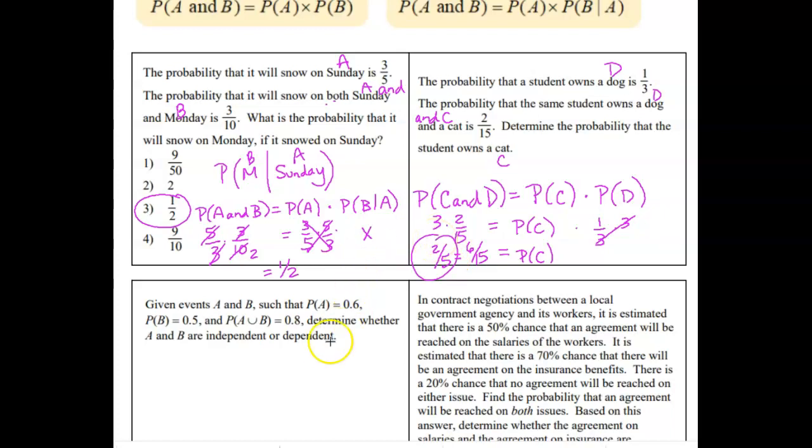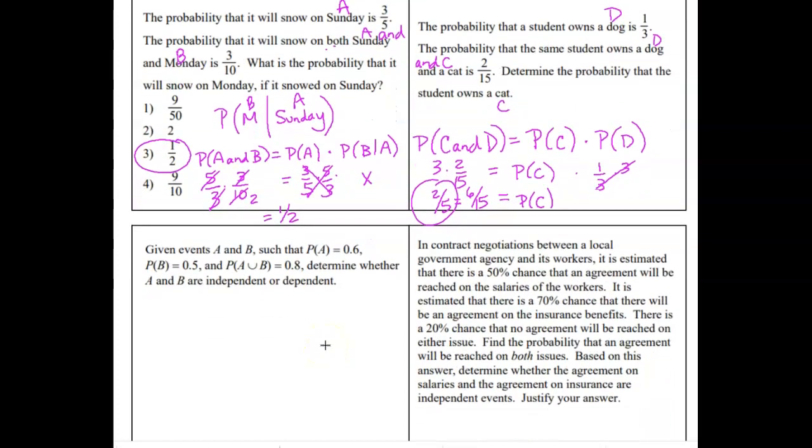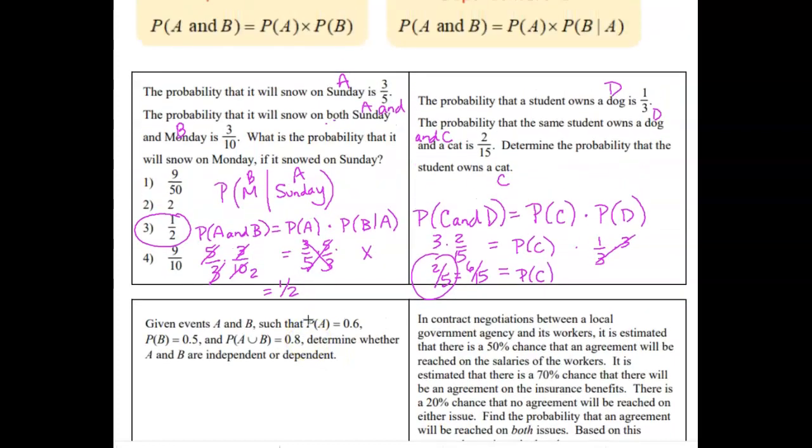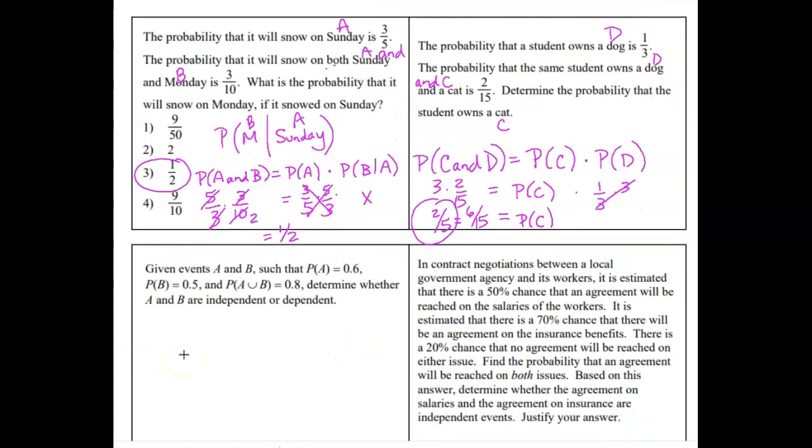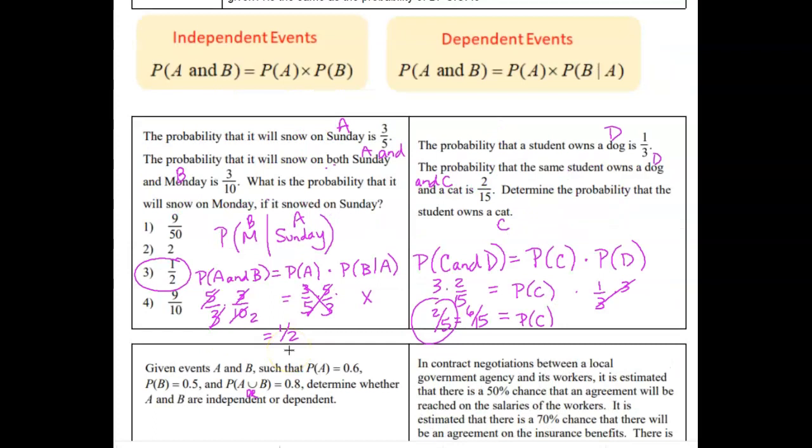All right. Our next problem, given two events, we're not even going to name them. We know the probability of the first one is 0.6, the probability of the second one is 0.5, and A, remember this means or, B is 0.8. So we just want to know if these are independent or dependent.